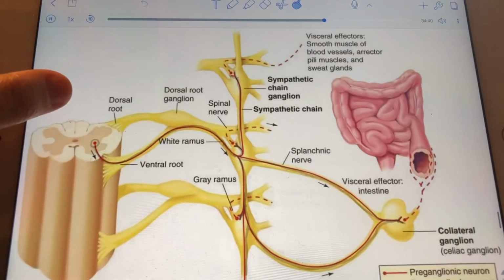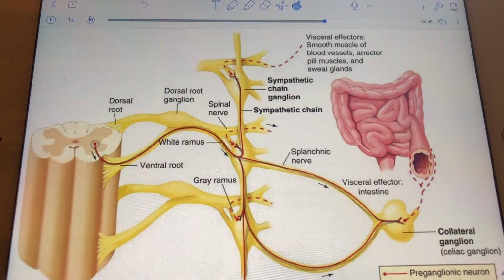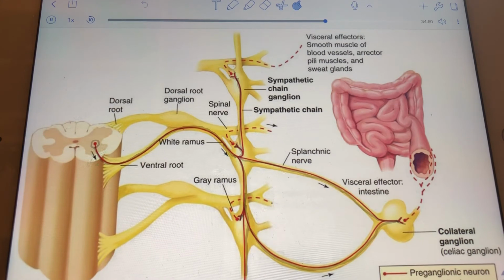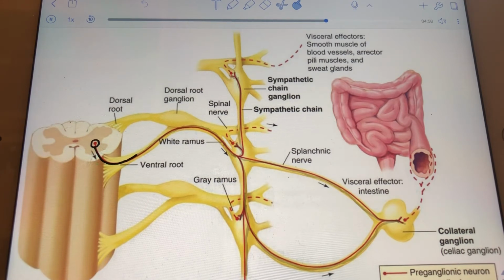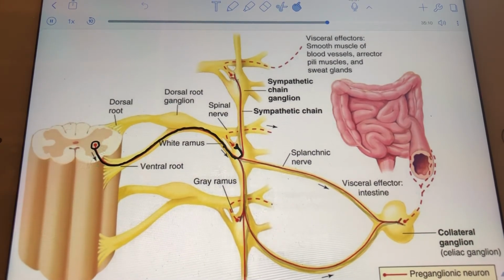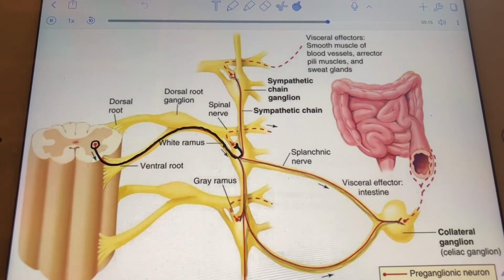If we go to slide 26, this is an image that isn't from our textbook, but it shows all three possibilities in one image, which is kind of nice to have. Here's the cell body of a preganglionic neuron, okay? We're going to use this one preganglionic neuron to illustrate all three possibilities. Possibility number one, synapse at the same level within a sympathetic trunk ganglion.